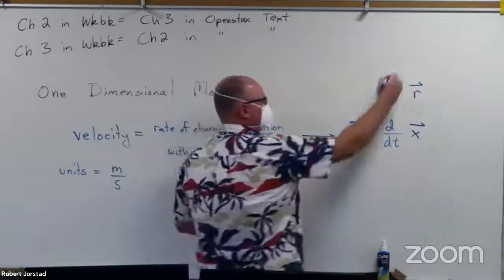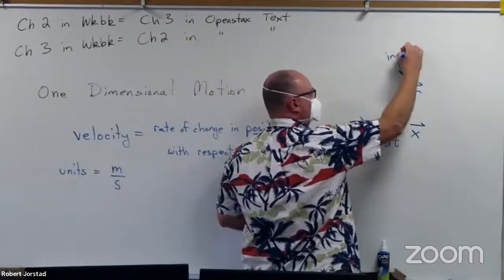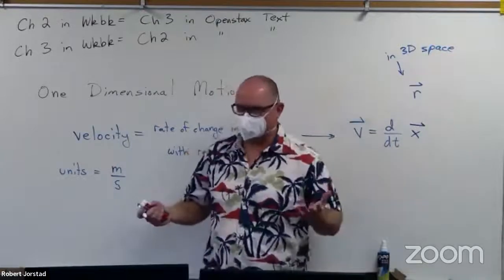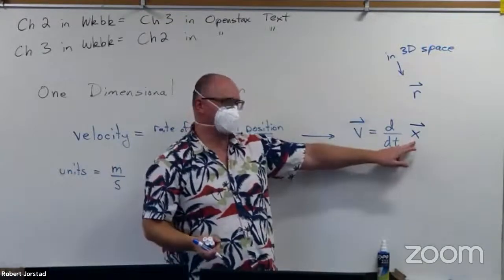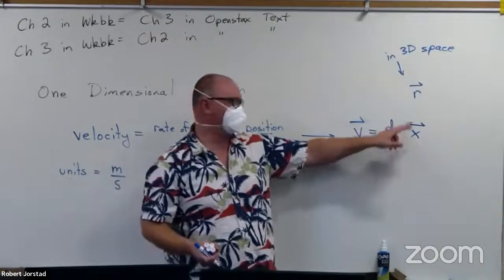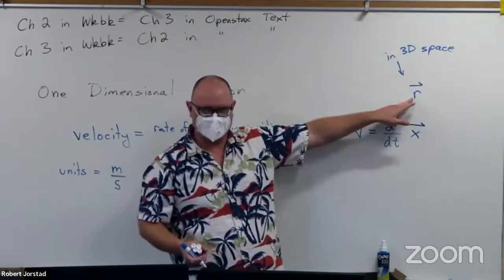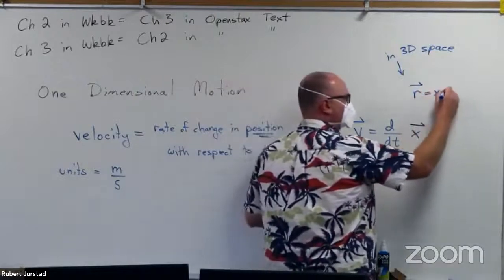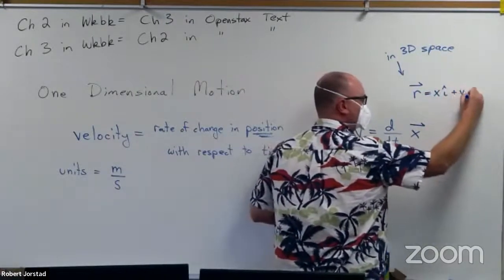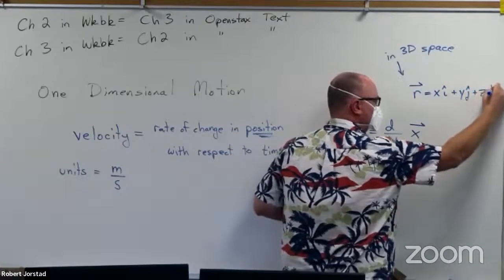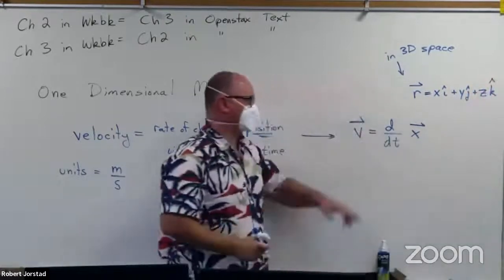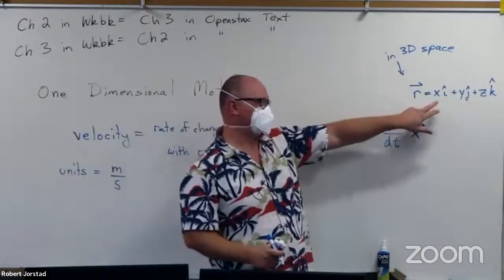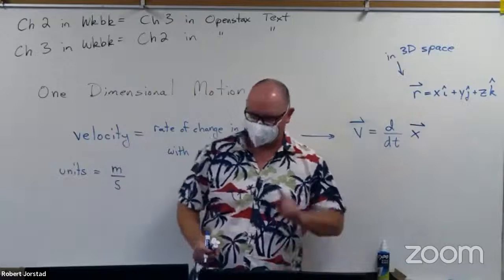Sometimes in 3D space, we have x, y, and z, so you wouldn't want to use x here for 3D space. We might actually use r. And to be clear, a lot of times when we get to chapter 4 in the workbook, we're going to be using the r vector because we're going to have x in the i hat, y in the j hat, etc.